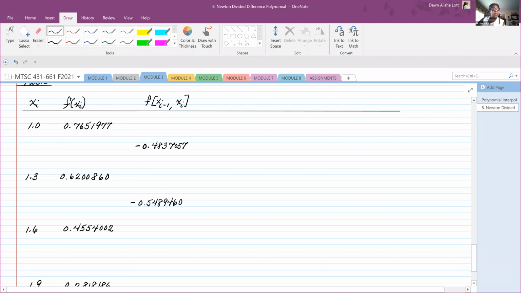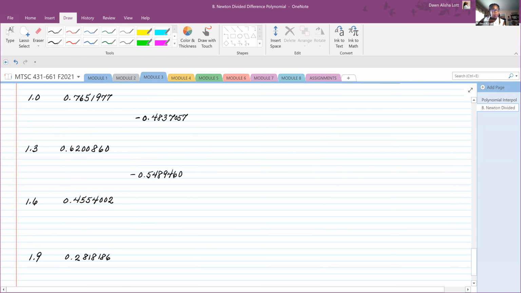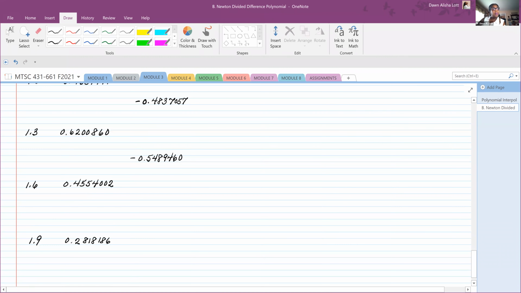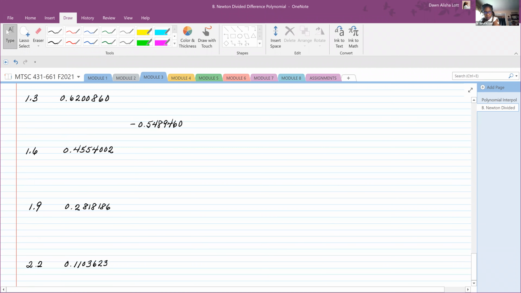Okay. Then I'm going to take x3 minus x2, f of x3 minus f of x2 over x3 minus x2, and I get negative 0.5786120. And then the last one is negative 0.5715210. Okay, so that's the first divided difference.